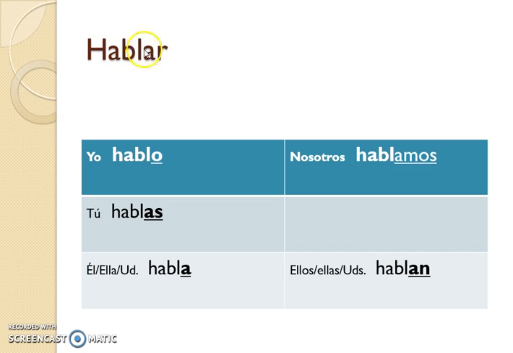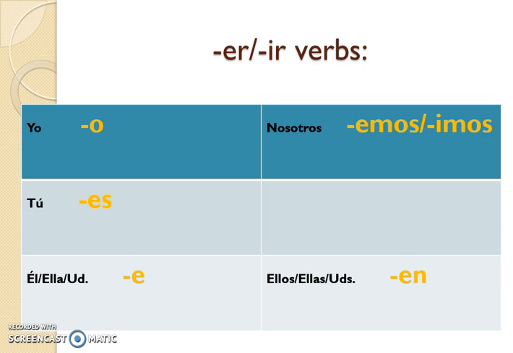These, however, only apply to AR verbs. In this chapter, we're going to talk about ER and IR verbs. For example, comer, beber, escribir, vivir. We conjugate them with these endings. O, es, emos, or imos, en.